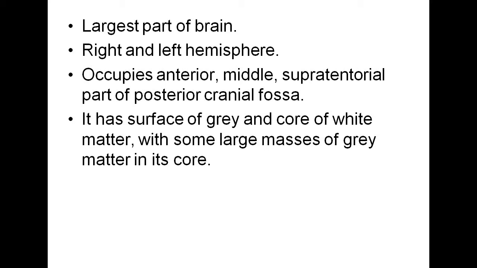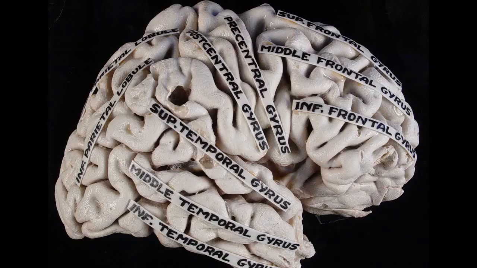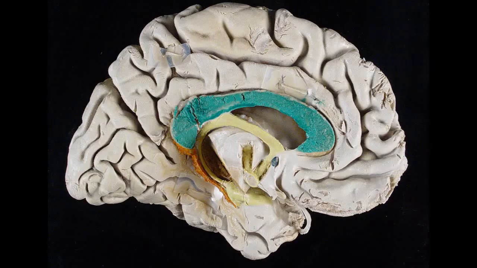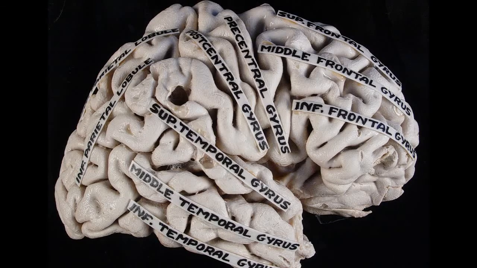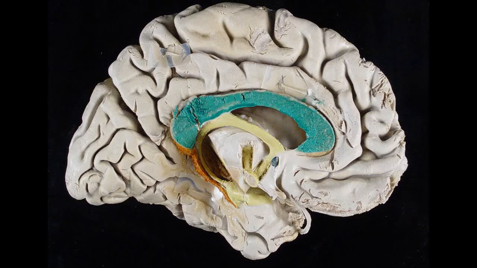Next we'll go to the features. The cerebrum is made up of two cerebral hemispheres which are incompletely separated from each other by a median longitudinal fissure. The two cerebral hemispheres are connected to each other by what is called the corpus callosum. Can you see here the green colored part? That is corpus callosum.